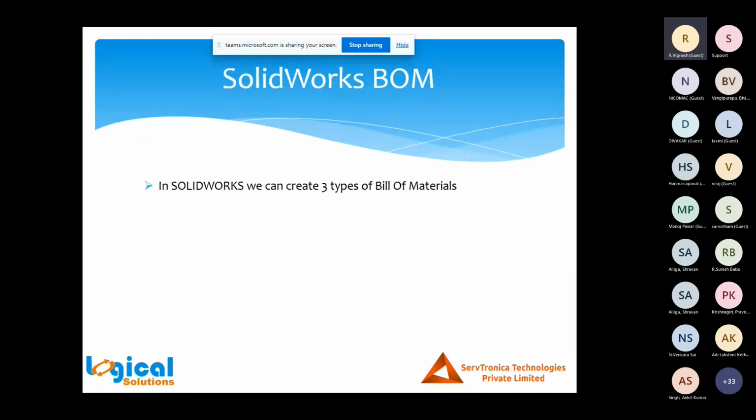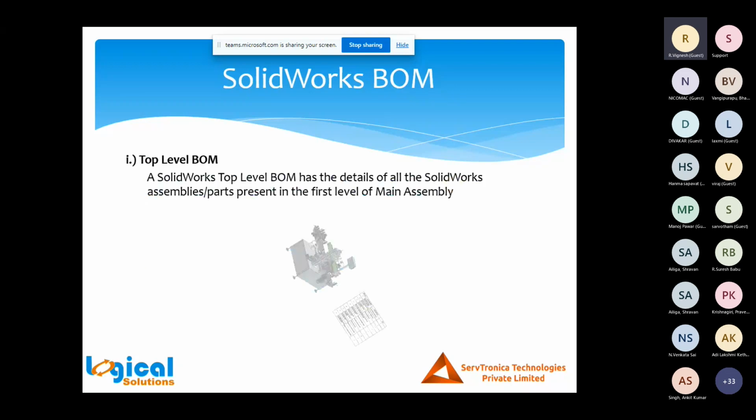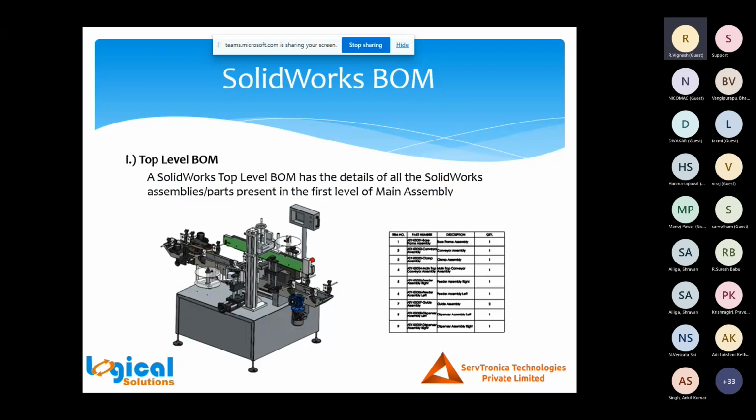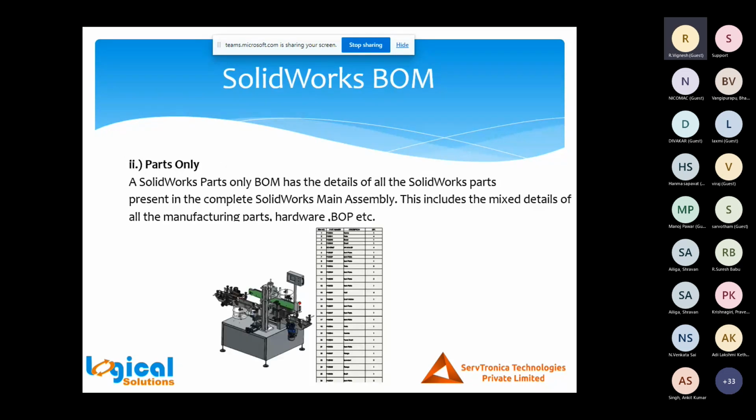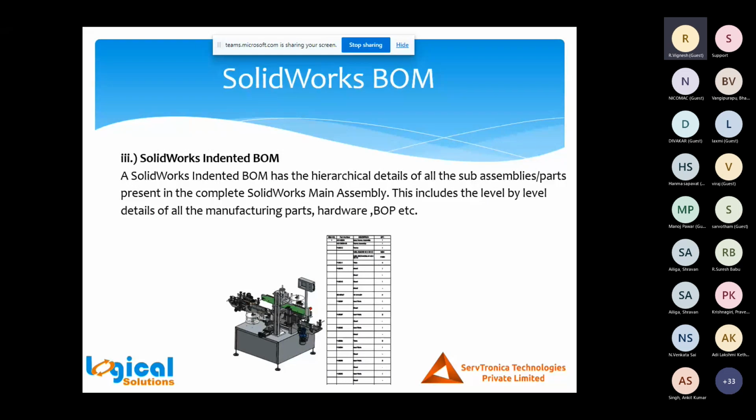I believe today we have only SolidWorks users here, so we'll be talking more on the subject of SolidWorks. In SolidWorks, we do have some bill of materials functionality already available. One is the top-level BOM, which is basically the details of all the items available in the first level of the machine. A parts-only BOM gives you the details of all the SolidWorks parts available in a given machine. It could be hardware, it could be BOP, it's mixed information. And an indented BOM is basically the parent-child relationship BOM.